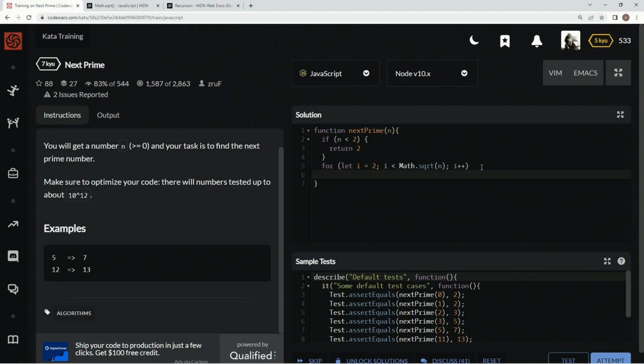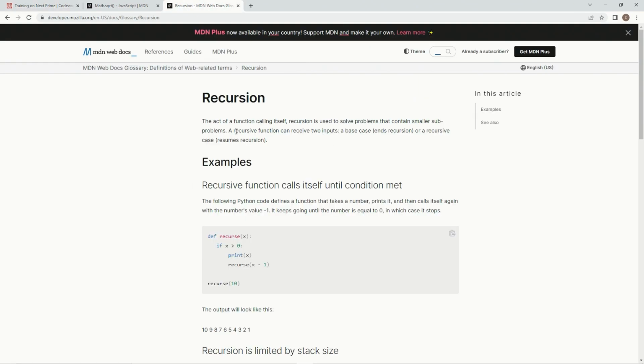All right. So what we're going to do here is say if n divided by i has no remainder. So if n remainder operator i equals 0, then that means it's not prime. So we're going to have to return nextPrime(n). And what's this if you don't know? Well, this is recursion, and it's the act of a function calling itself to solve problems that contain smaller subproblems.